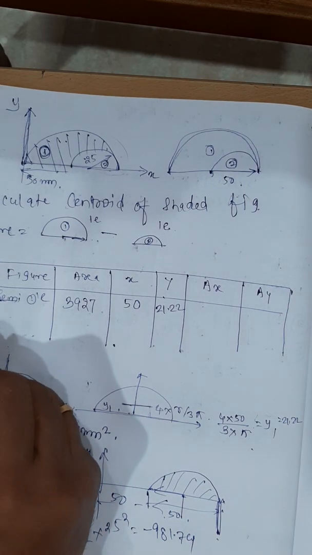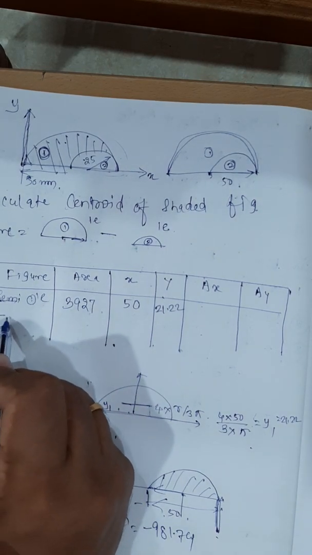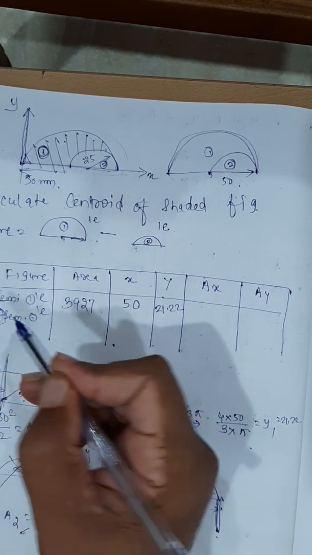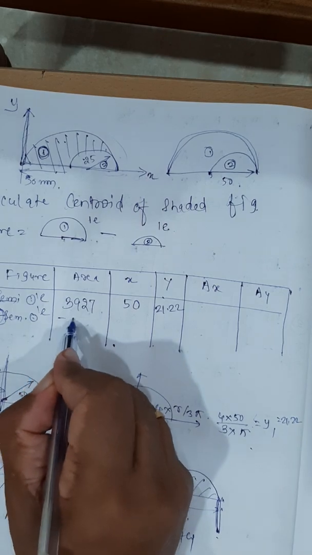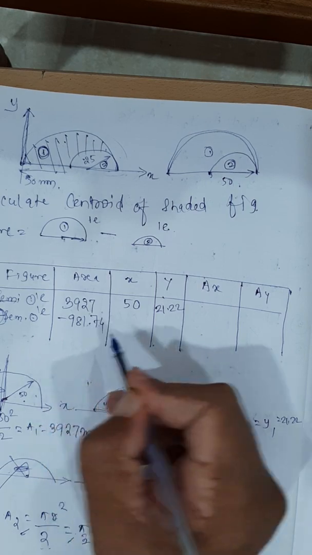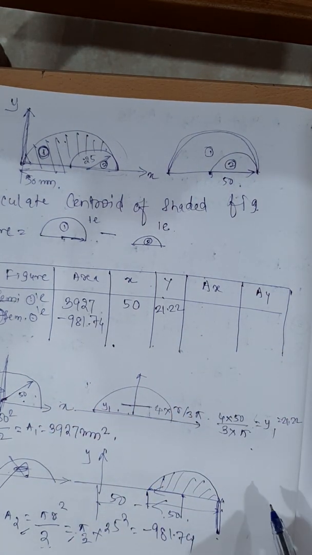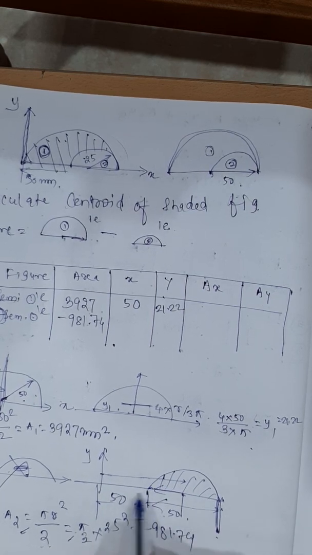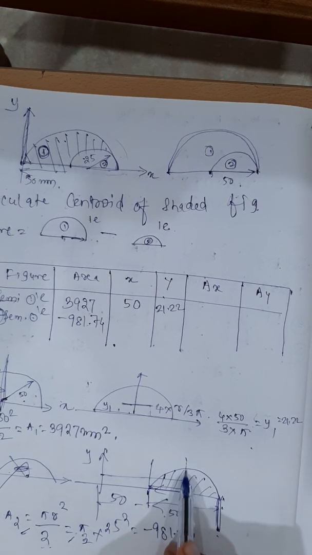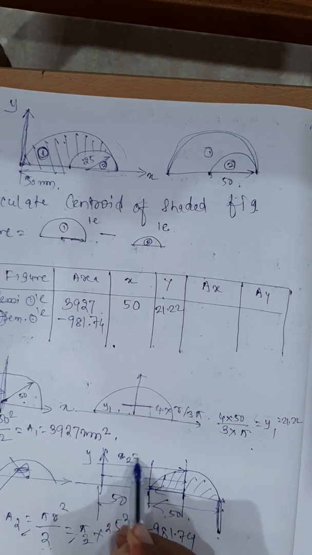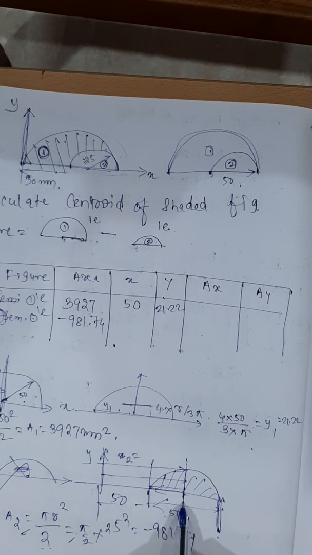So the second figure is again minus semicircle. You write here minus because it is to be removed. That is why the area will become negative: minus 981.74. Right? So you go for the x value. X value means from where you are measuring it. From here you are measuring it. Where is the center of this particular figure? From this line it is located at a distance of 25. But I need to get it from this line. Can you guess what it may be? This distance I am calling x2. x2 is nothing but this 50 plus 25.